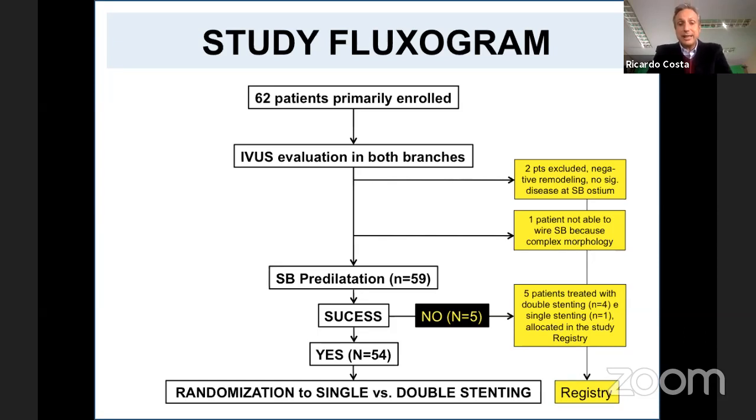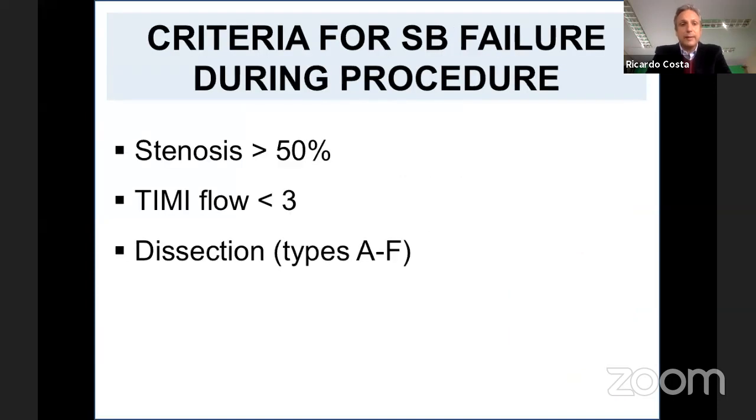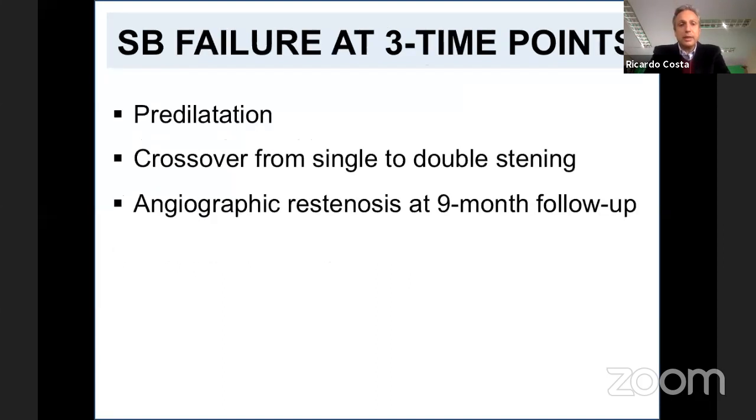If you have a successful predilatation, then lesions should be randomized for one versus the other technique. However, if you have unsuccessful predilatation with some specific criteria, you should go ahead with a double stent, not even consider to do provisional stenting. What was the criteria for failure? This was quite standard for different studies, like the Cactus performed in Milan: stenosis more than 50%, TIMI flow less than 3, and dissection in the side branch.